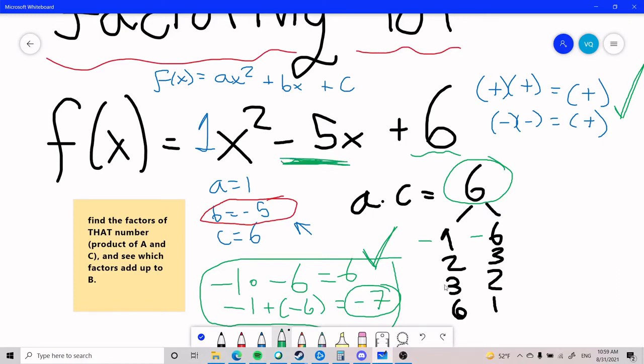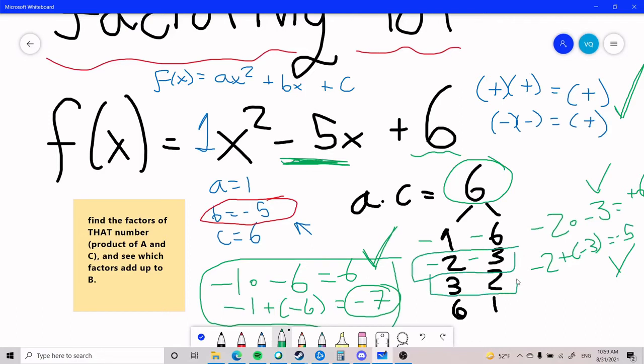And so if we go ahead and dig around a little bit more, we're going to find out that 2 and 3 are the numbers that fulfill this. Negative 2 times negative 3 is going to give you positive 6, so we are all good there. And negative 2 plus negative 3 is going to give me negative 5, and so we're all good there as well.